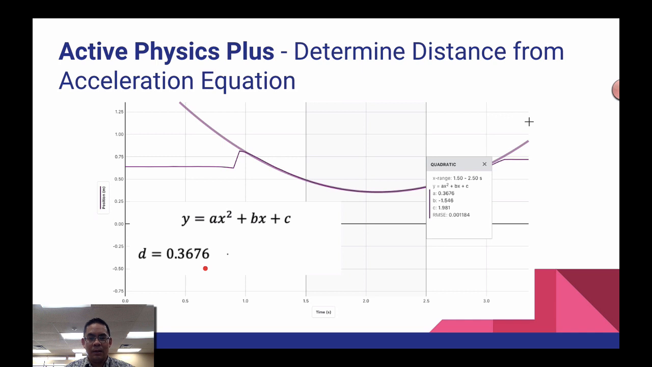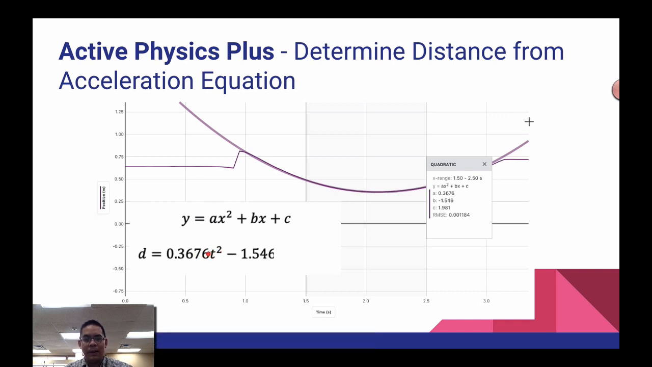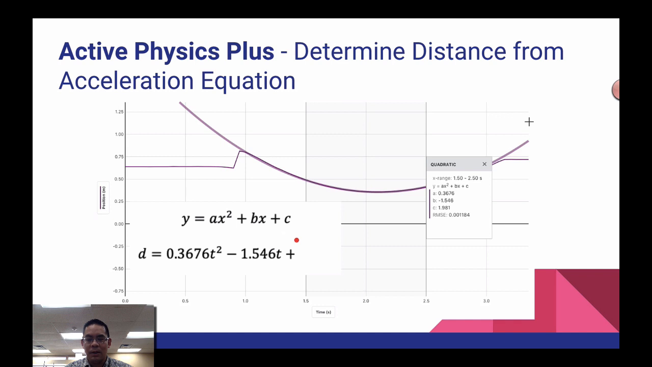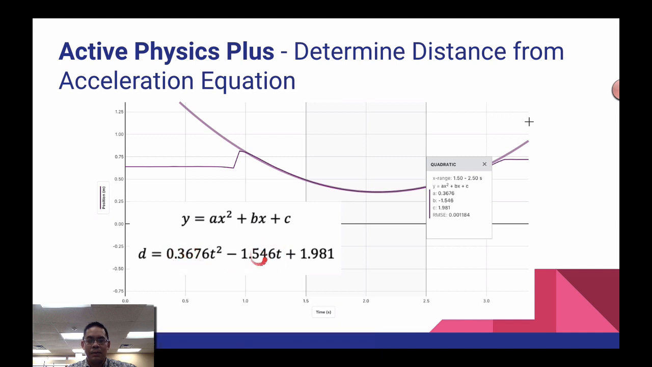Here's the A times T squared. So first of all, since distance is my position here, I'm putting a D there instead. Because it's time on the x-axis, I'm putting T here. Likewise, when I plug in my numbers, negative 1.546 times T, because that's what x is, I'm just replacing variables, plus the constant 1.981. And so this represents the motion for the car on the ramp for one trial that I did. This A value, this B value, and C value. The question is, what do these numbers mean?